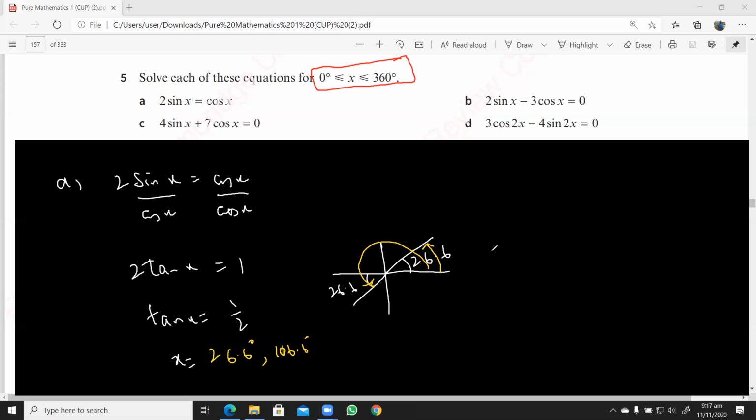Look at this D part. In this D part, you will have to do both the things. Now, this is going to be 3 cos 2x minus 4. Thank you, beta. These are such silly mistakes.